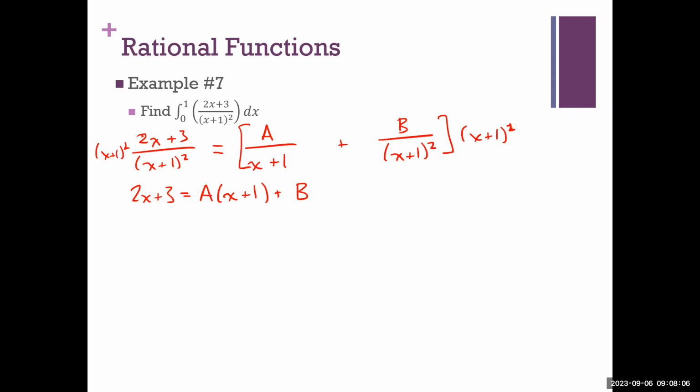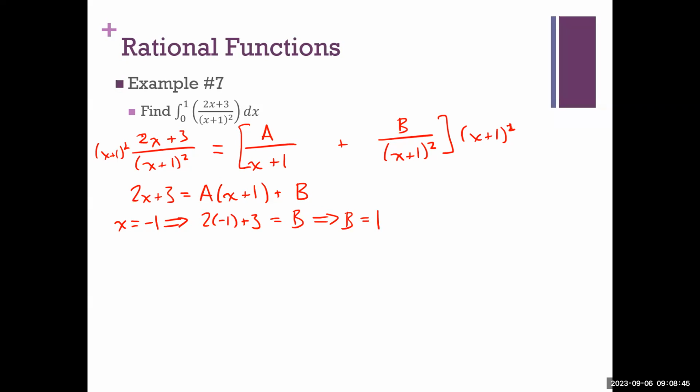What's a good x value to try? Negative 1. What's that? Yeah, it zeroes out the a term, so it should get me b for free. So the left-hand side becomes 2 times negative 1 plus 3 equals just b. All that's left on the right-hand side will be b. So I should get that b is equal to 1, right? We agree with that? All right. Got one of my constants.